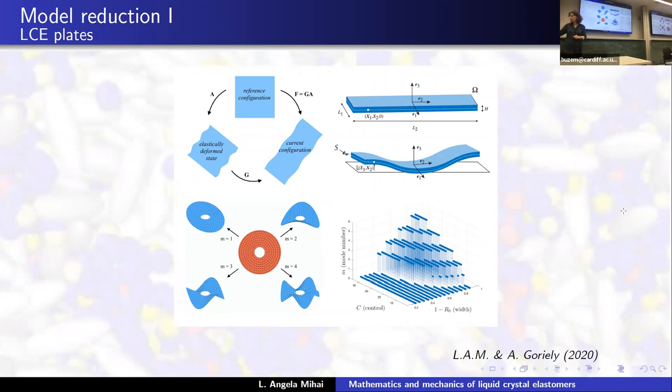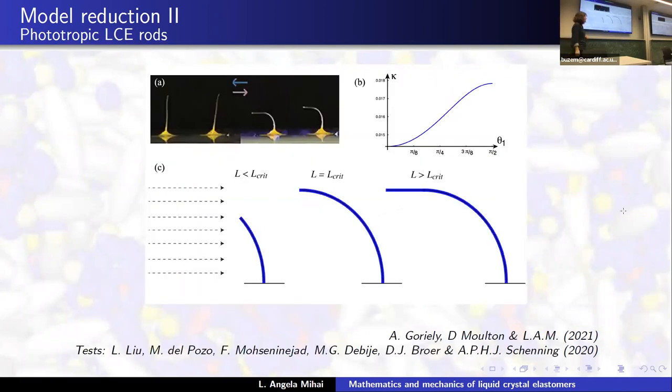And again, more recent, this has been submitted, not yet published, is model reduction to a rod. But this is for a phototropic liquid crystal elastomer rod. And this mimics very well some experiments, although we did not do validation with experiments, we did qualitatively obtain from the theory results similar to the ones observed experimentally. So you have there a liquid crystal elastomer rod that is being illuminated and then it bends towards the light. And this is what we try to reproduce in our liquid crystal elastomer rod as well.